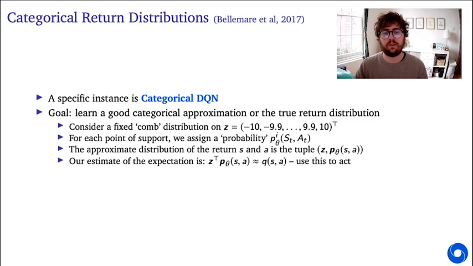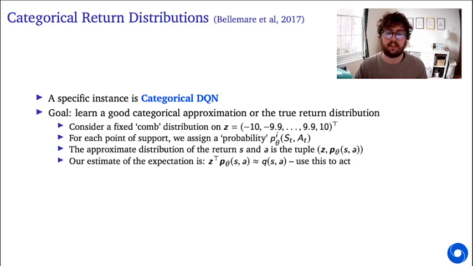And then what we might do is use a neural network to output, now not the expected value, as we would do traditionally, but a vector of probabilities associated to each element of this support. So that you can still recover the expected value by, for instance, computing the dot product between the fixed support, this comb distribution that we have defined, and the network's probability predictions. It's important that you can still recover the expected value because it means that this is a strict generalization.